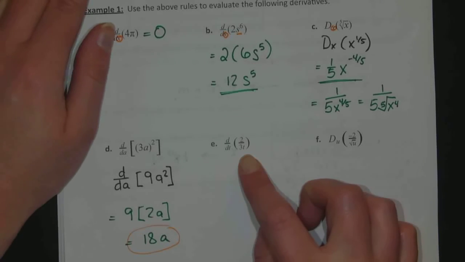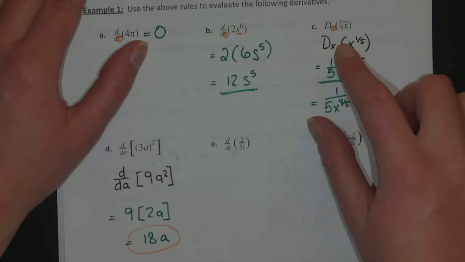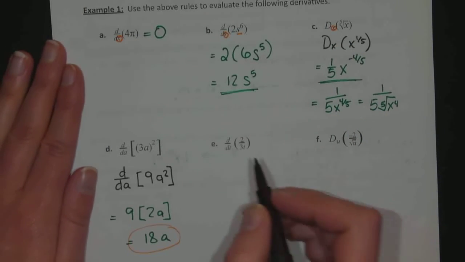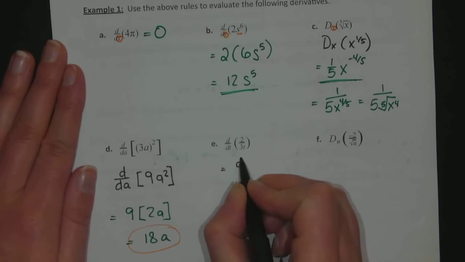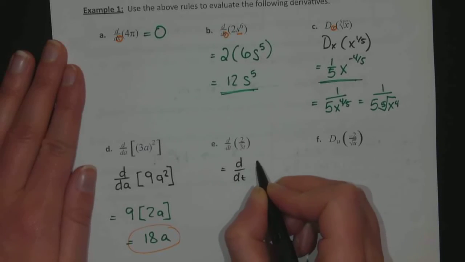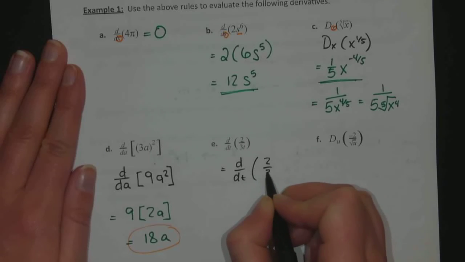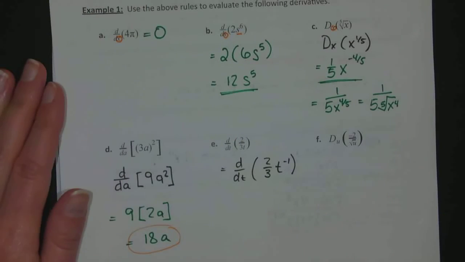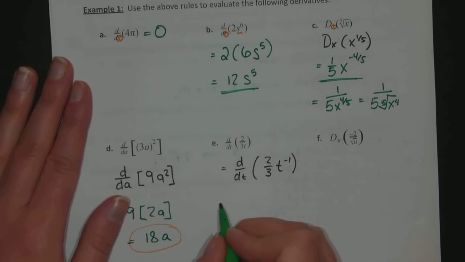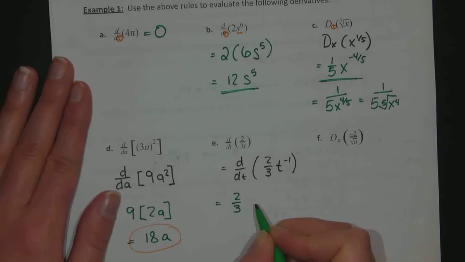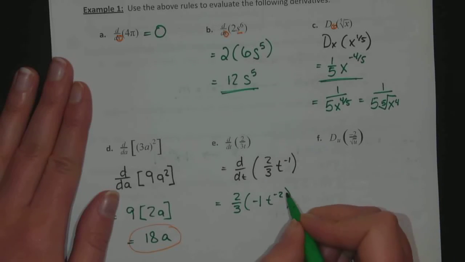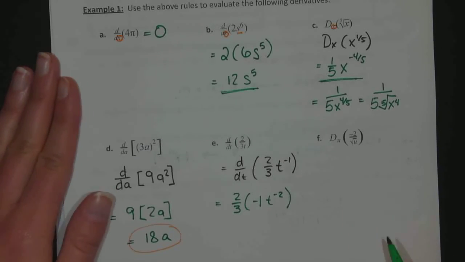Now, in this next one, again, it's very similar to part C, where I could rewrite this and have a power of t right here. So I'm going to rewrite this as the derivative with respect to t of, that fraction is 2/3. Leave that fraction alone. That t in the denominator can be written as t to the negative first power. Okay, now when I do the derivative, I have 2/3 times negative 1 t to the negative 2. Bring the power down, take 1 off the power. Negative 1 minus 1 is negative 2.